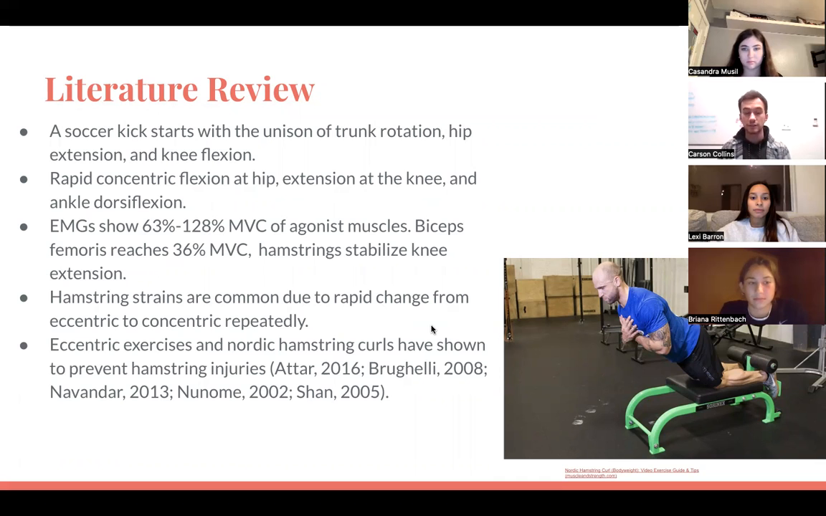But fortunately, there are a lot of literature-reviewed exercises that can prevent injury and strengthen hamstrings, such as eccentric exercises like lunges, deadlifts, those sorts of things, along with a Nordic curl, which is what that guy's doing right there. All of them have been shown to prevent hamstring injuries.